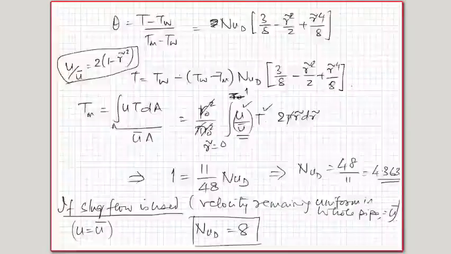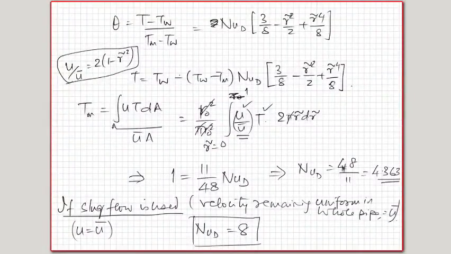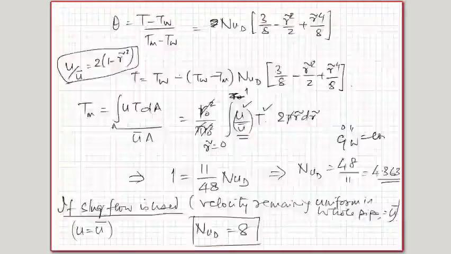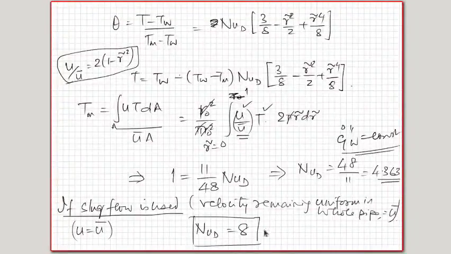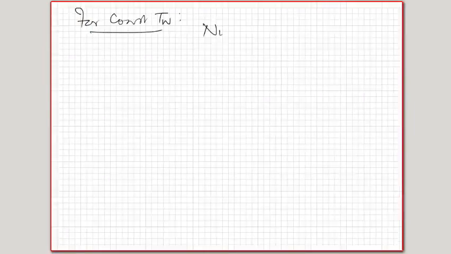So for constant wall flux, q double dot wall equal to constant. In the same way, but the algebra becomes a little bit more complicated when I have the constant wall temperature condition. The Nusselt number Nu_D can be derived to be equal to 3.66.